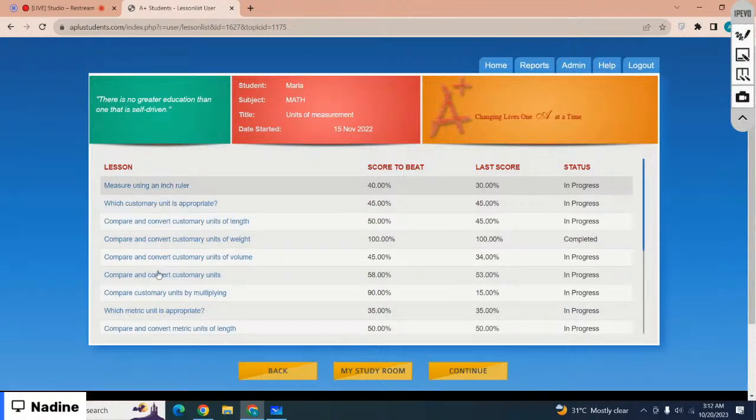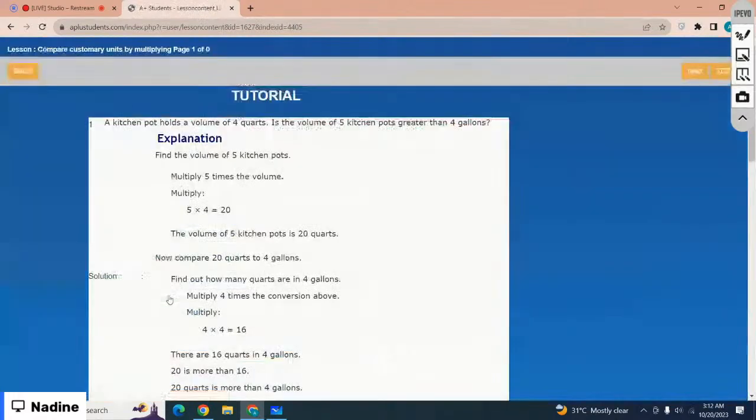Okay, the next one is compare customary units by multiplying, right? So let's see how we compare customary units by multiplying. A kitchen pot holds a volume of 4 quarts. Is the volume of 5 kitchen pots greater than 4 gallons? So one kitchen pot holds 4 quarts, right? You have to see if the volume of 5 kitchen pots is greater than 4 gallons.